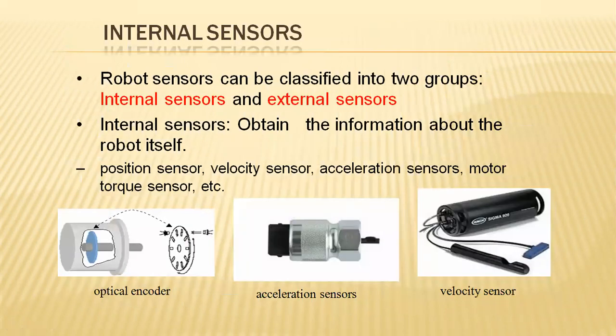Basically, these sensors are classified into two different groups. First one is the internal type of sensors, and second is the external type of sensors. Coming to these internal sensors, these sensors have the capacity to obtain the results that are being done only within the parts that have been installed.